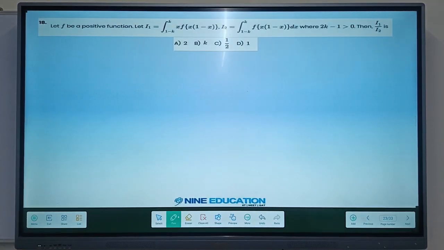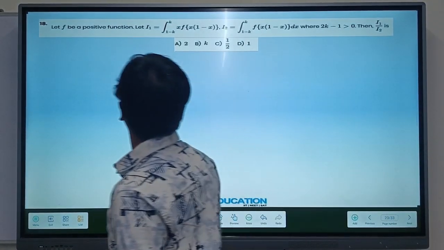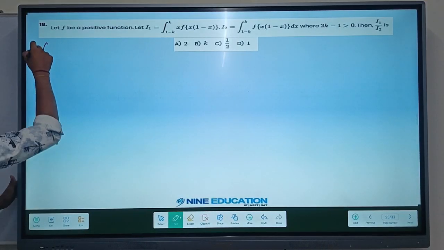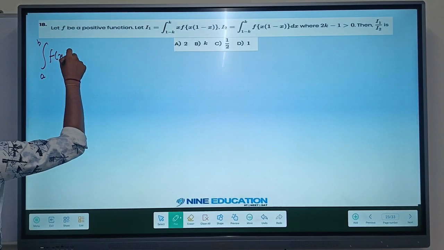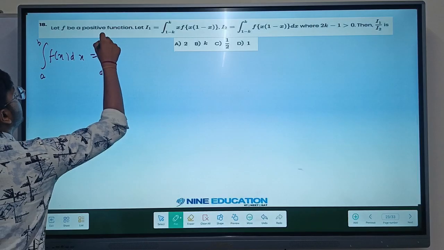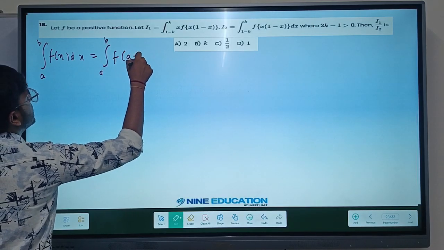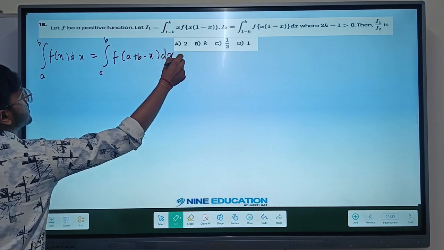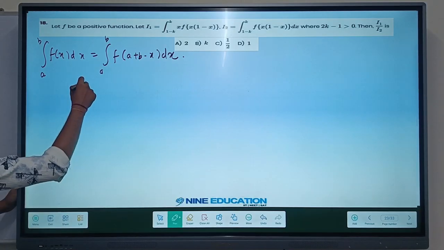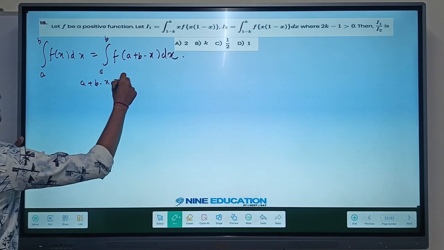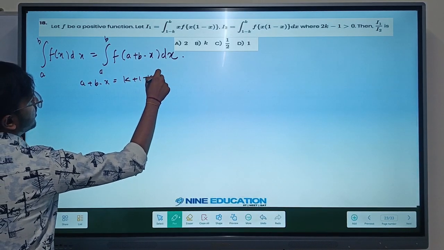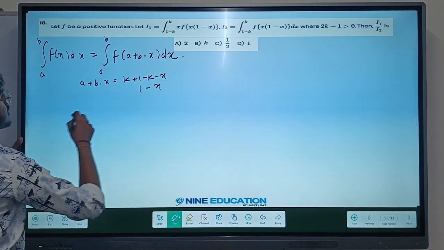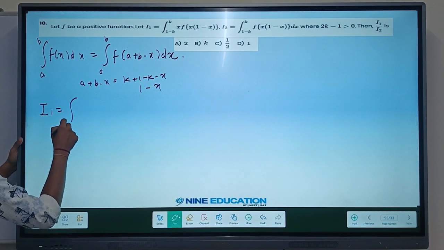Based on definite integral. So I1 is given, I2 is given. For this I can use this property, integration a to b f of x dx, I can write it as a to b f of a plus b minus x dx. What is a plus b minus x here? A plus b minus x, k plus 1 minus k minus x, that is 1 minus x. So instead of x I can substitute 1 minus x.